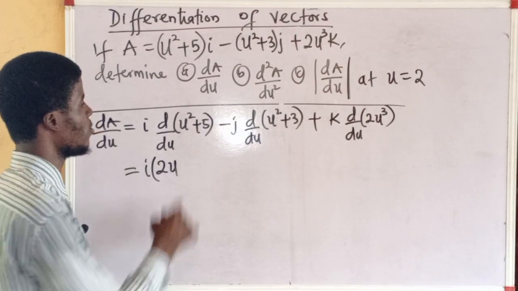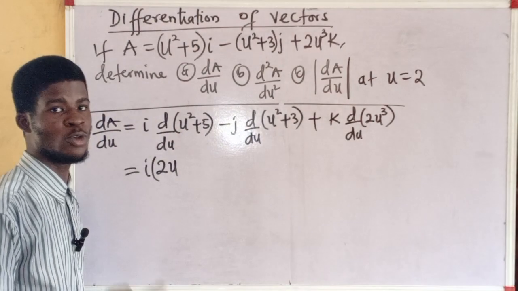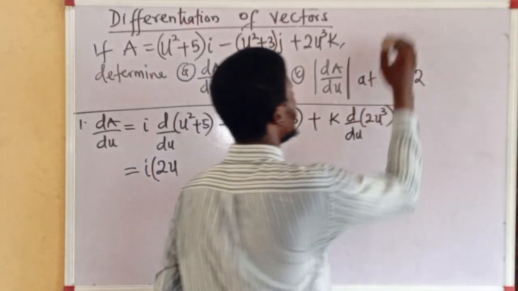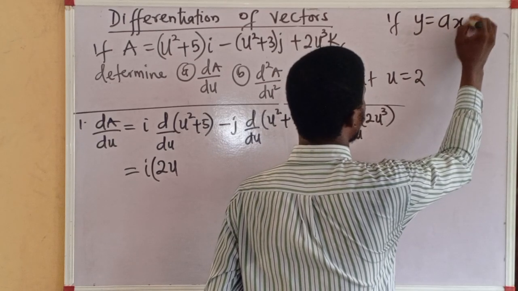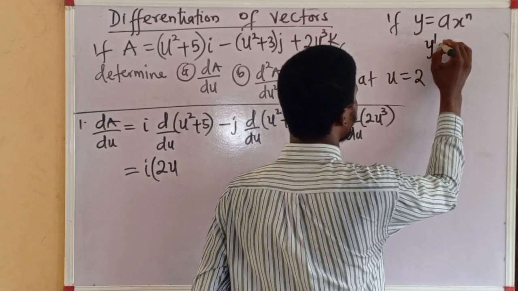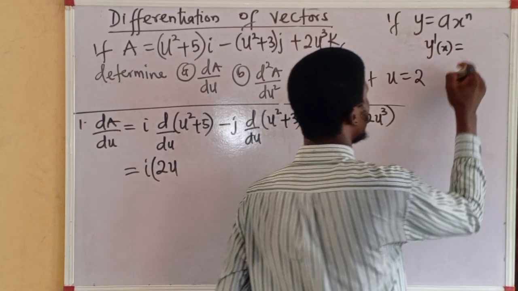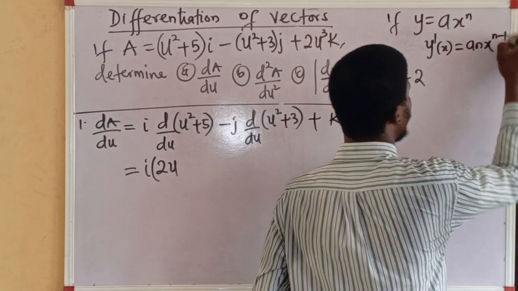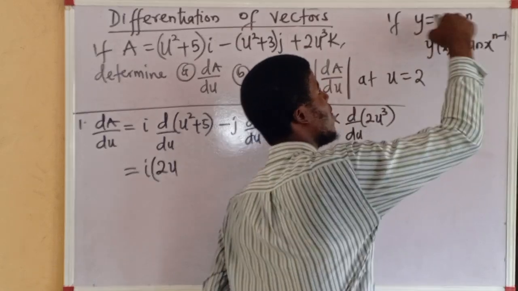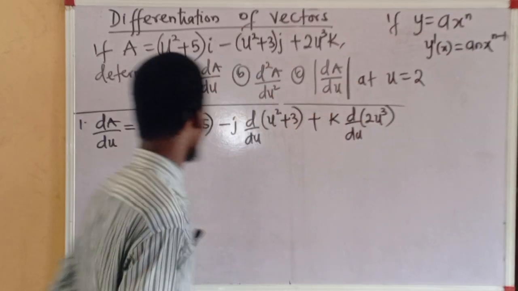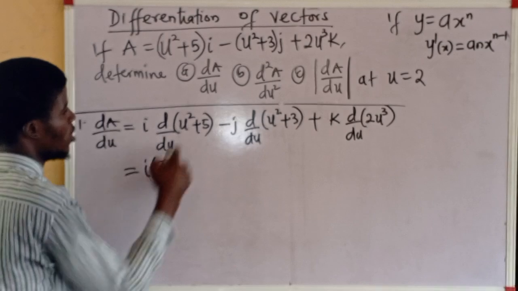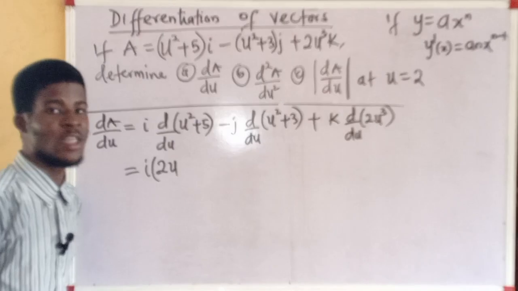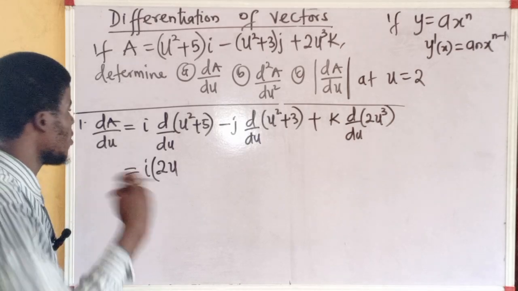That's the rule of differentiation. Differentiate u squared with respect to u, we are going to obtain 2u. The rule of differentiation is this: if y is equal to a x to the n, dy/dx is equal to n a x to the power of n minus 1. Multiply the power by the coefficient, then subtract 1 from the power. So 2 times 1 is 2, subtract 1 from 2 to get 1. 5 is a constant, and the derivative of a constant with respect to any variable is 0.